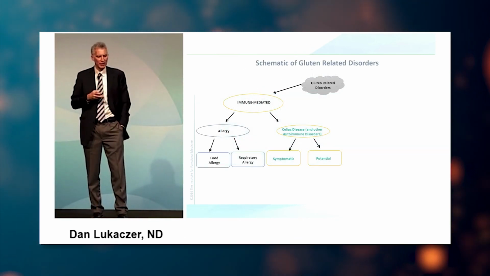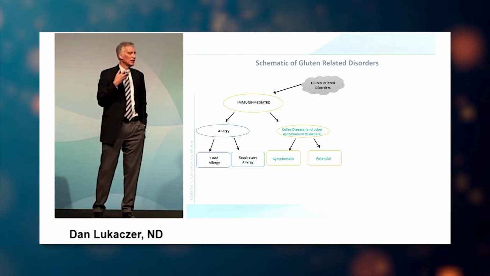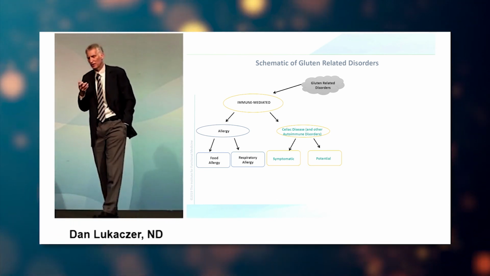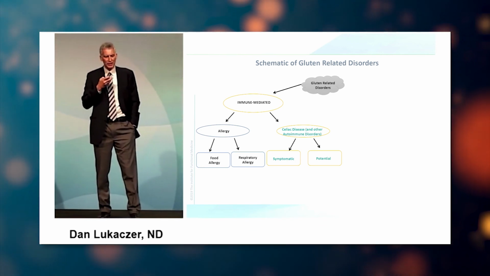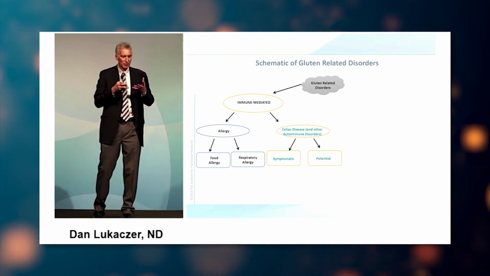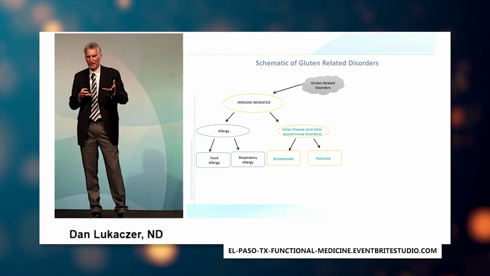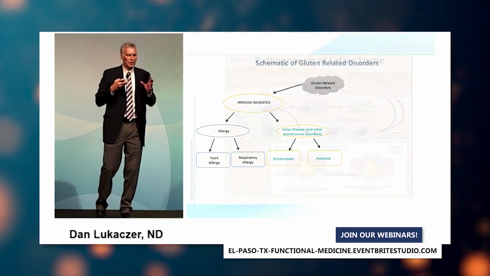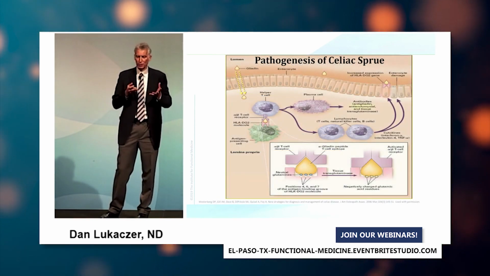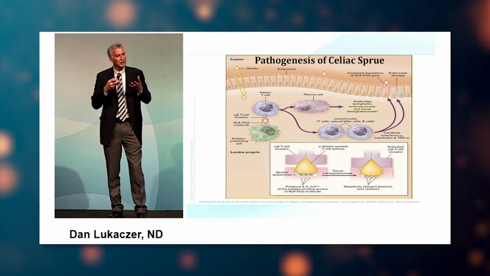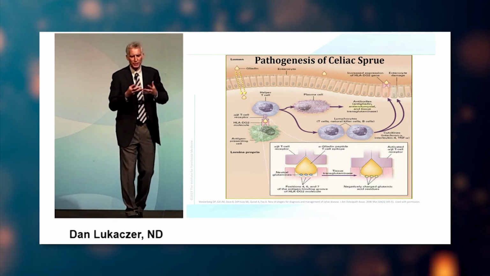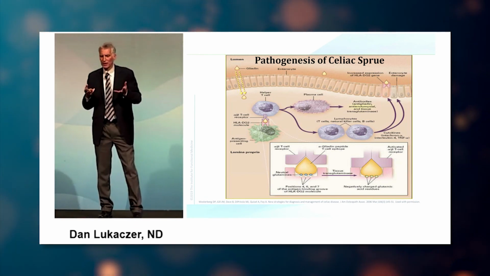So how about celiac disease and other autoimmune disorders, like gluten ataxia and dermatitis herpetiformis? Let's talk about that. There are symptomatic and potential forms, as I show you there, and I'll talk about that in a minute. Our understanding of the immune response to gluten is improving, and clearly, as Dr. O'Brien alluded to, and I'll talk about Dr. Fasano, who is on the forefront of this.